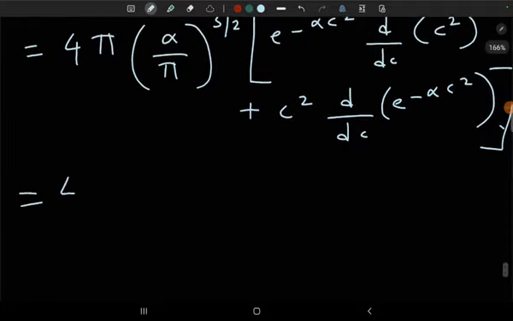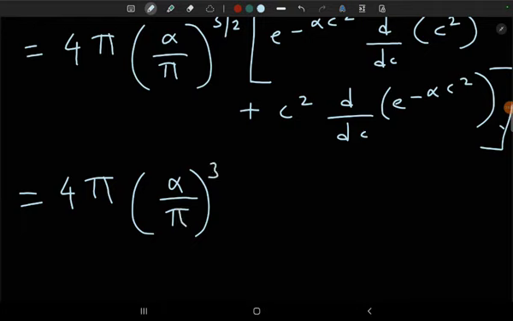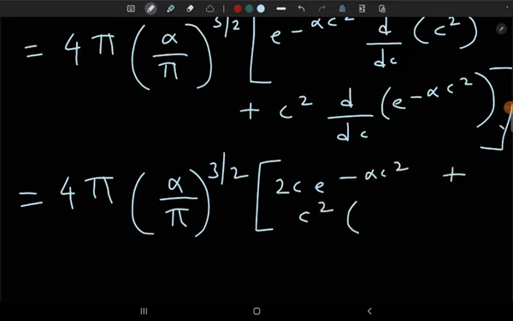And there would be (4π α/π)^(3/2) times 2c e^(-αc²) times (−αc² + c²) ... minus 2αc e^(-αc²), and this was actually equal to 0.